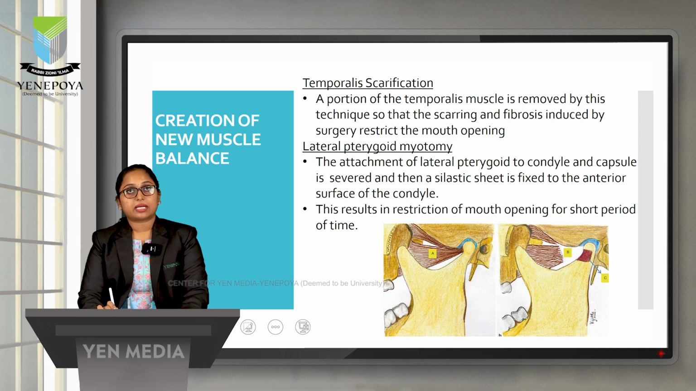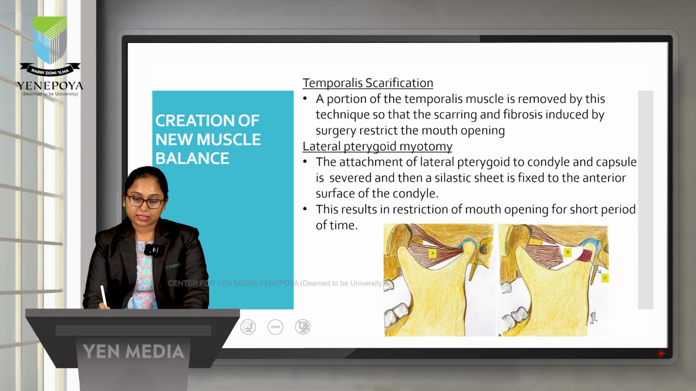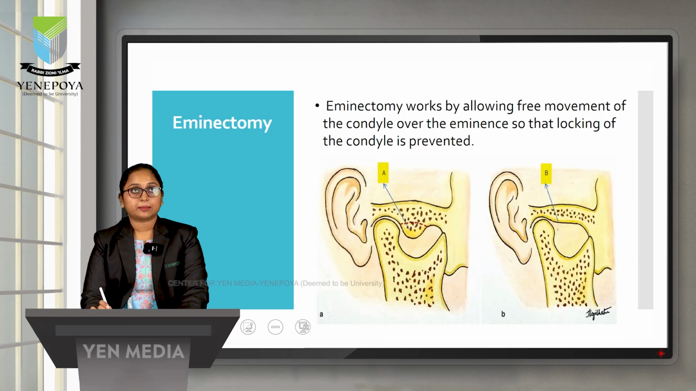First is temporalis scarification and lateral pterygoid myotomy. Temporalis scarification is nothing but a portion of the temporalis muscle is removed by this technique, so that the scarring and the fibrosis which is induced by the surgery will restrict the mouth opening. And lateral pterygoid myotomy is in which the attachment of the lateral pterygoid to the condyle and the capsule is cut down, and then a silastic block is placed anterior to the surface of the condyle. This results in restriction of the mouth opening only for a short period of time.